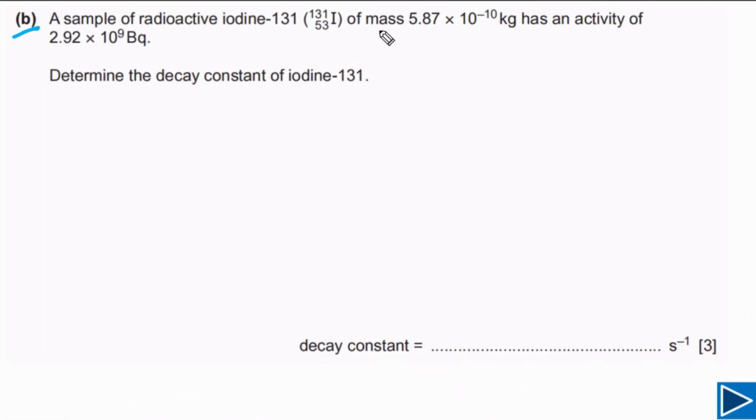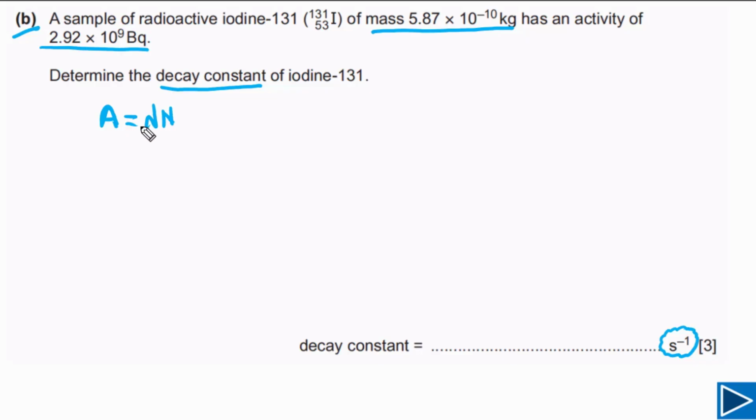For part B, the mass of the sample is given, and the mass of the sample is 5.87 times 10 to the negative 10 kg, and the activity of the sample is given, and this is in Bq. Bq is number of decays per second, and the unit for decay constant also has to be per second. So we don't need to convert Bq into any other unit. The question is asking us to determine the decay constant. So simply we can start from the very basic equation, A is equal to lambda N.